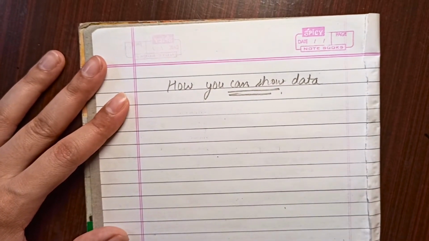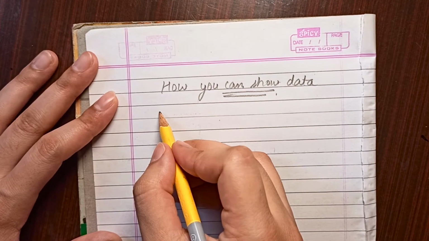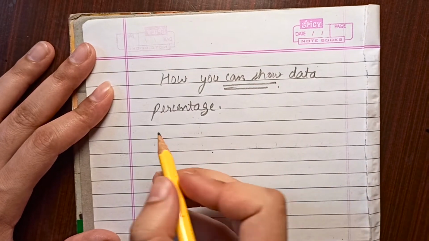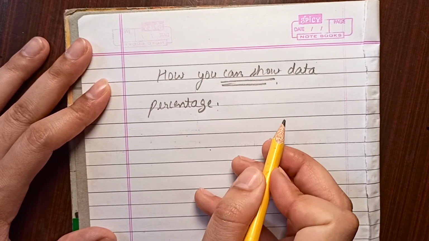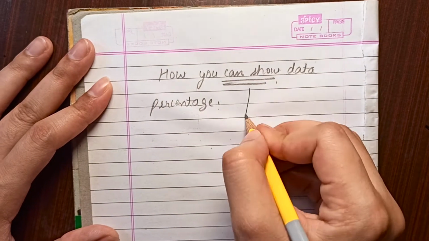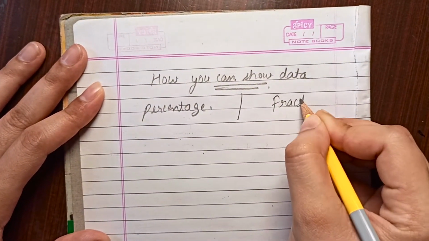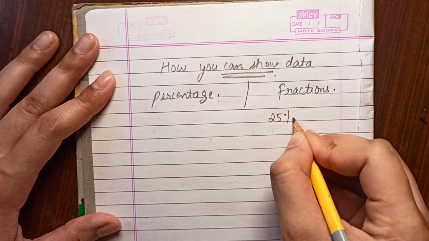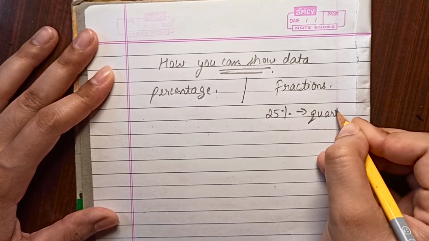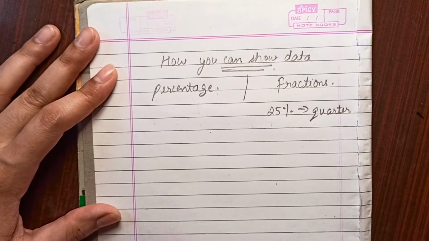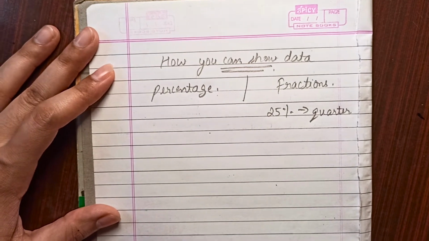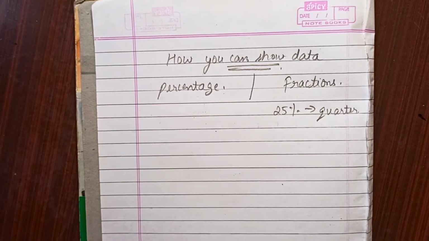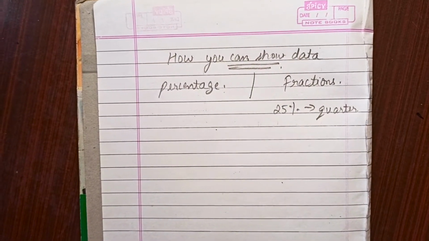So in this bar graph, you can show data in percentage, right? The consumption is 80%. You can simply write this, or you can use fractions. Now what are the fractions? For example, 25% you can call it a quarter, right? So these are the fractions. I have provided you with these fractions in the pie chart video. As in the pie chart, we need to show the fractions only. We are not supposed to write any kind of percentage in the pie chart.